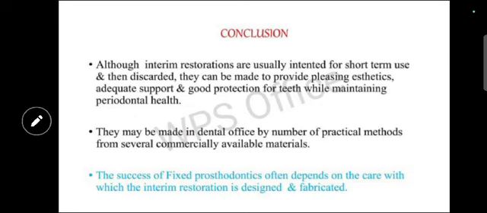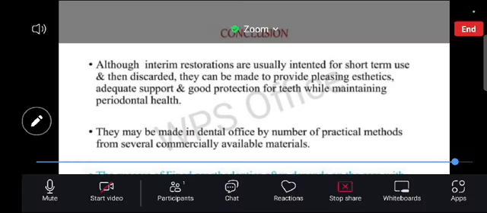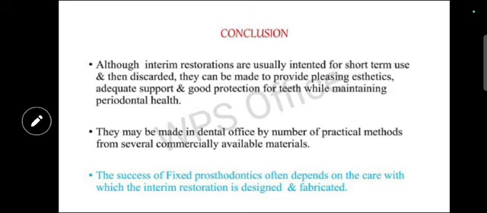The success of fixed prosthodontics often depends on the care with which the interim restoration is designed and fabricated. So these are the contents about the provisional restoration. Thank you.